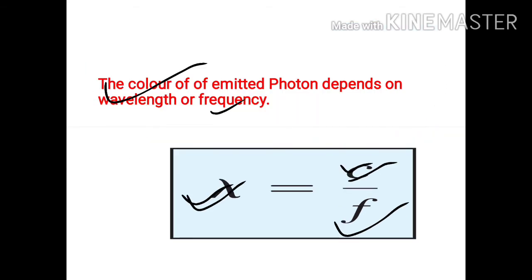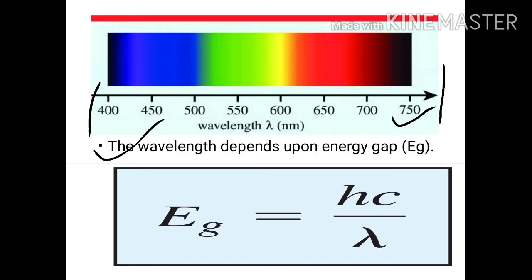Previously we have seen that wavelength is related as C by F, and now we will see that the wavelength is also dependent on the energy gap Eg. So the wavelength can be changed by changing the energy band gap, and the energy band gap is equal to hc upon lambda, where h is Planck's constant, with a value of 6.63 into 10 to the power minus 34 joule second, and C is the velocity of light.